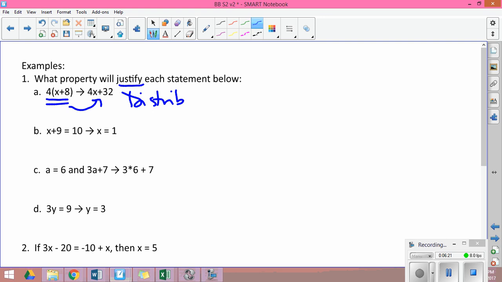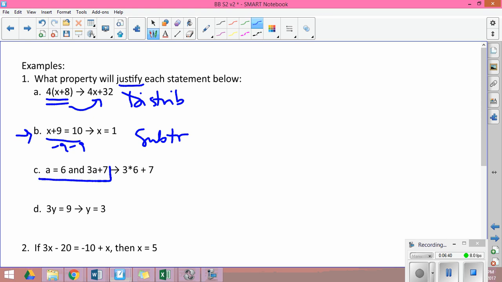What math happened? What math rule did I use? In B, what math rule did I use to change x plus 9 equals 10 to x equals 1? Well, if I think about my algebra, I would subtract 9 from both sides. And so my rule is subtraction.